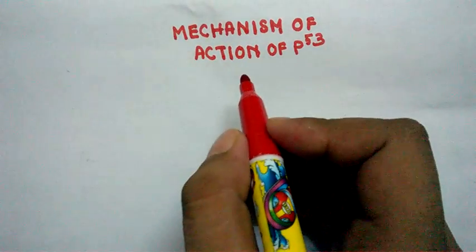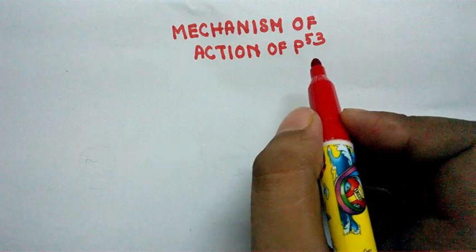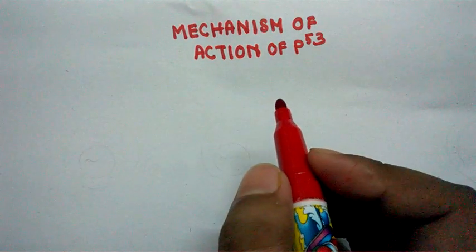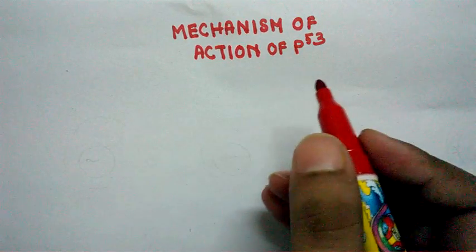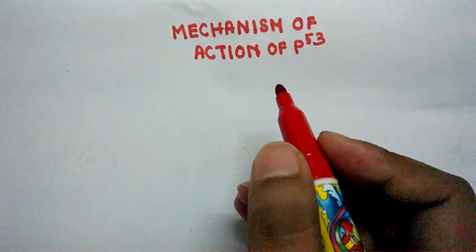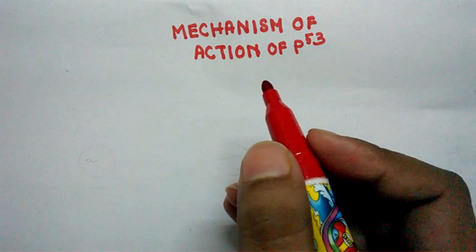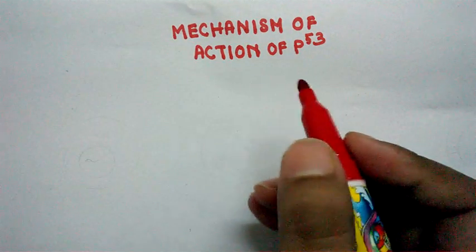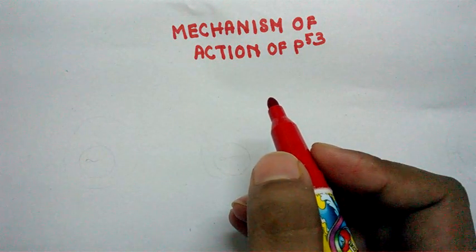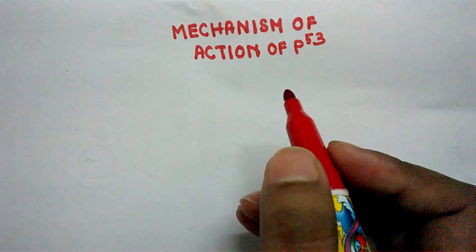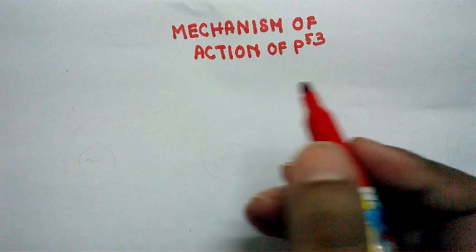Hi, in this video, I'm going to describe the mechanism of action of p53. p53 is a tumor suppressor protein, and it also helps in cell cycle regulation and acts as an important player in the cell cycle checkpoint. So we will discuss one checkpoint and elaborate the function of p53 and how it functions as a key player of the DNA damage checkpoint.